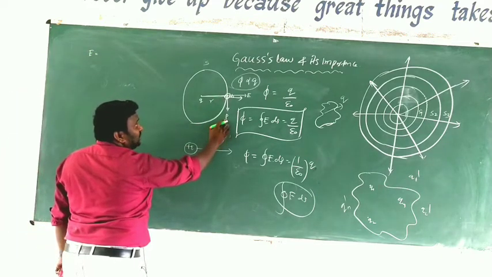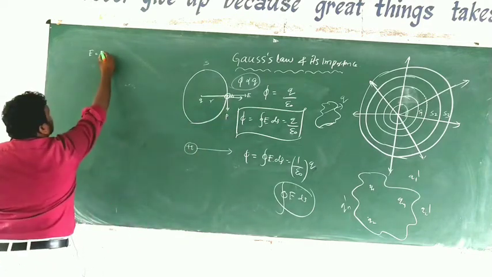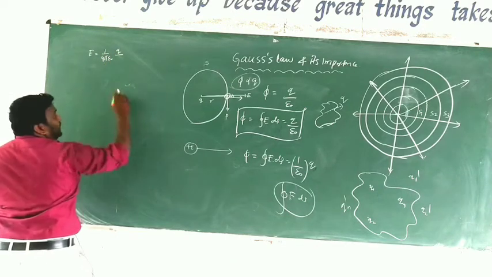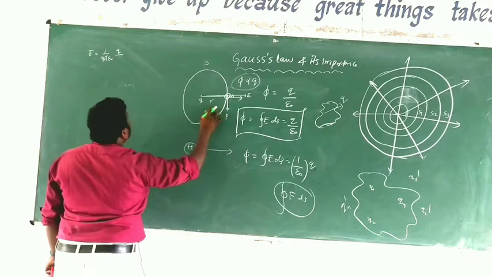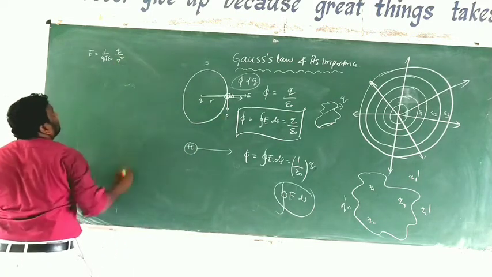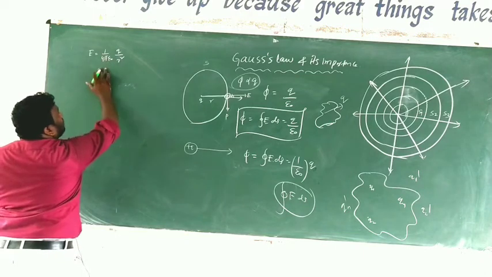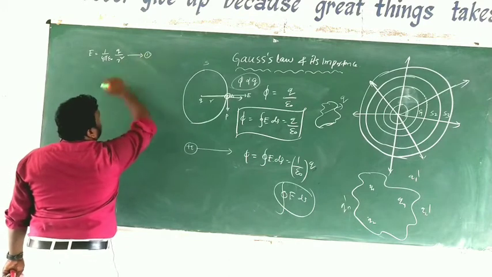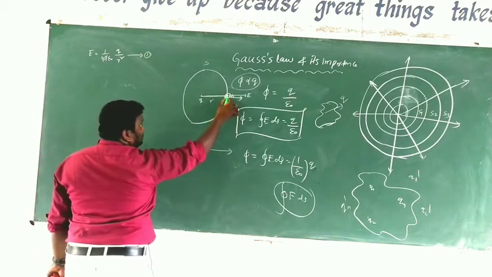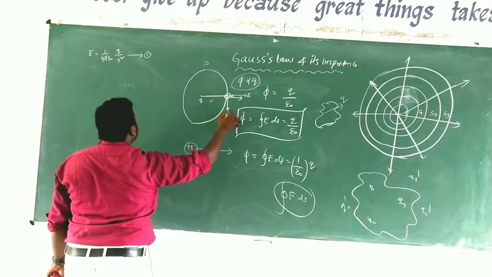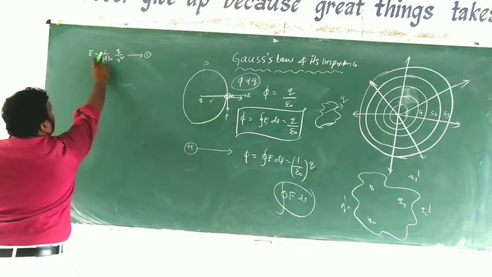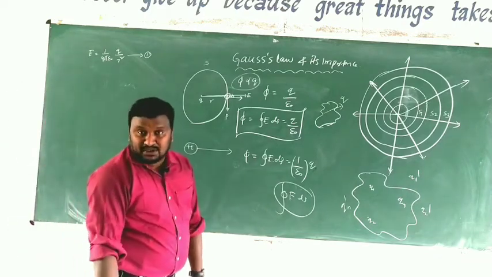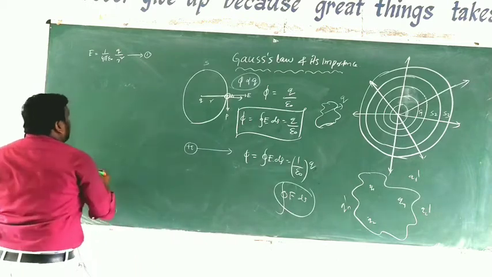Now I am writing the electric field intensity due to a point P. The electric field intensity due to a point P can be written as E is equal to 1 by 4 pi epsilon naught q by r square. Now this is equation number 1. Children, at this point the electric field intensity should be written as E is equal to 1 by 4 pi epsilon naught q by r square. That should be taken as equation number 1. Clear?